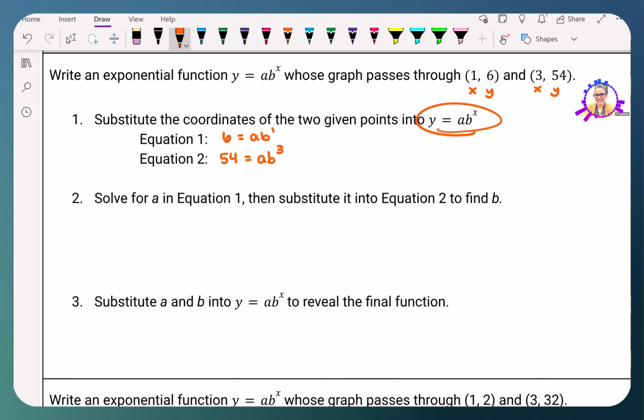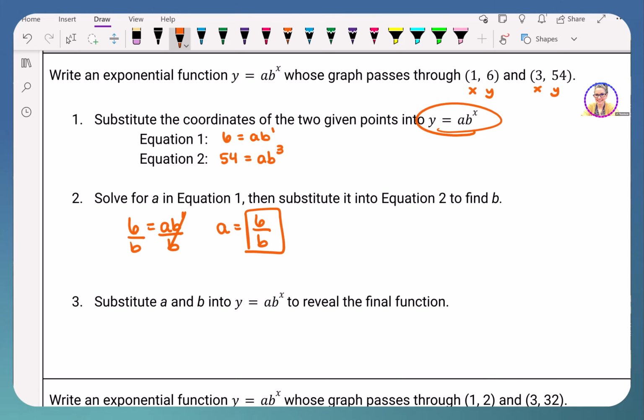So what we're going to do is solve for a in equation 1. So we're going to write it down. This is b to the first power, so I'm going to divide by b. Sometimes that power will change. So I have a equals 6 over b. What you're going to do is take that and substitute it into that second equation.